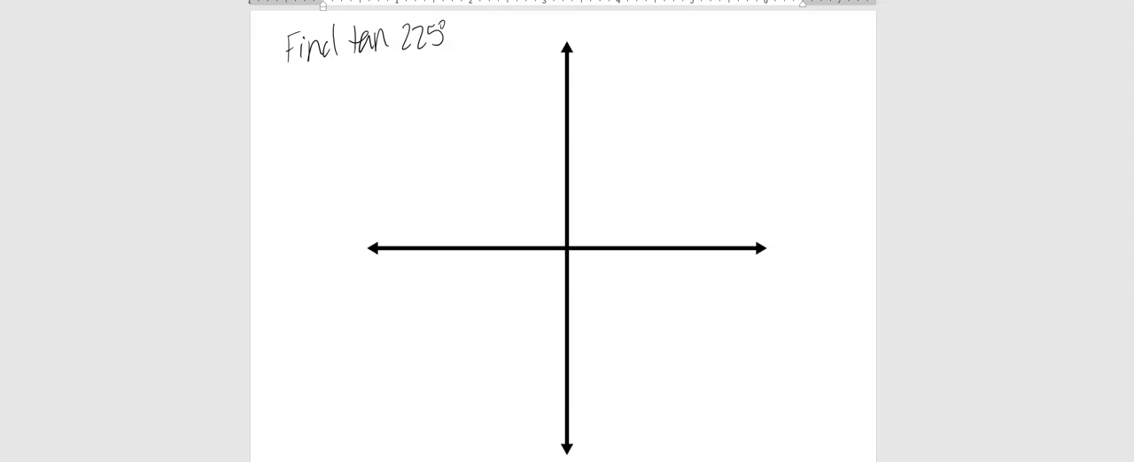Okay, this is going to be our last example. Find the tangent of 225. So very similarly, I am going to start by drawing in my angle, 225. Let me label some stuff.